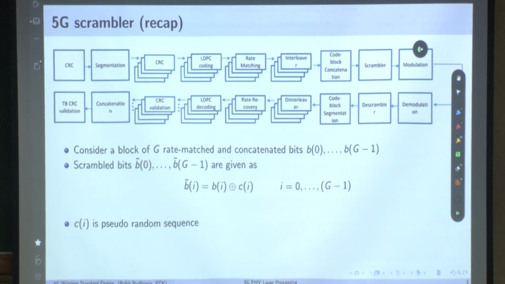The c of i is a pseudo random sequence. What is a pseudo random sequence? We discussed it. It's random, but you know it exactly.